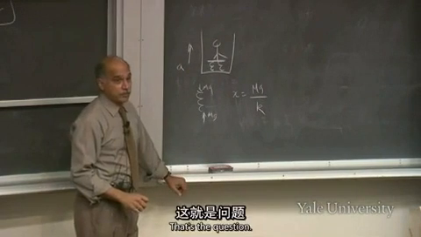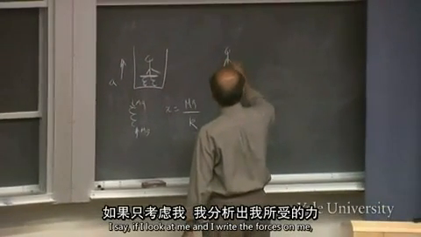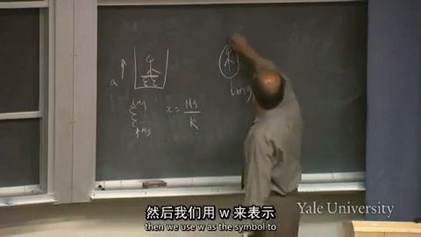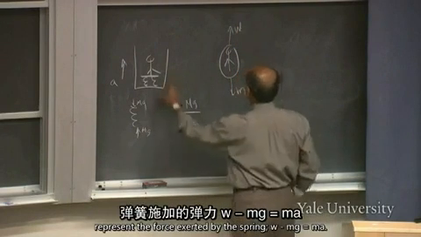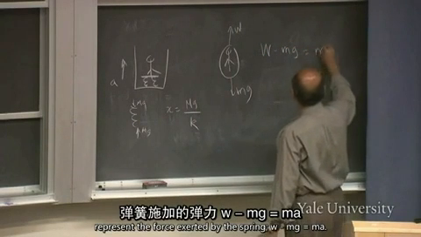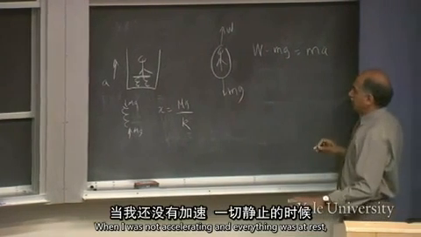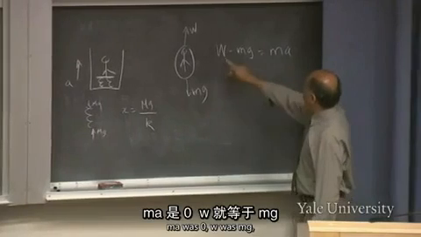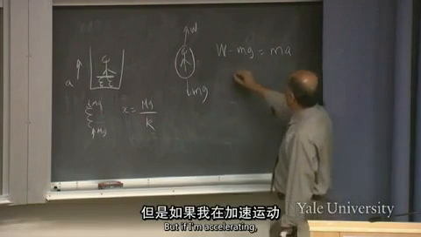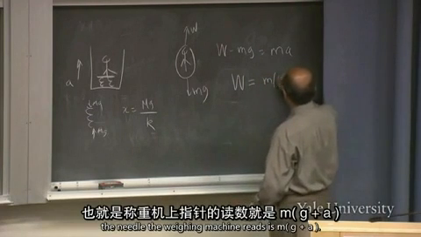That's the question. Now the way I analyze it is I say, if I look at me and I write the forces on me, that is mg acting down, let me use W as the symbol to represent the force exerted by the spring. W minus mg is ma. That is F equals ma. When I was not accelerating and everything was at rest, ma was 0, W was mg, and W was the reading on the needle. But if I'm accelerating, the force exerted by the spring, and therefore the needle, the weighing machine reads, is m times g plus a.